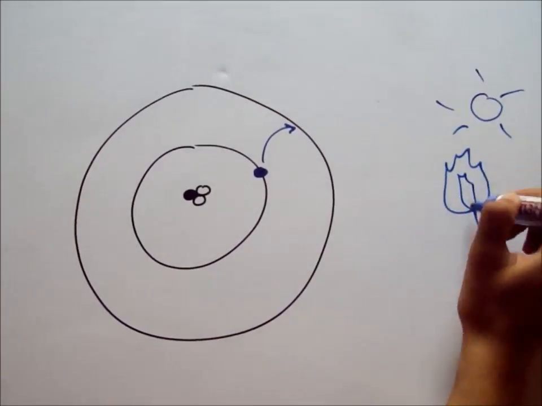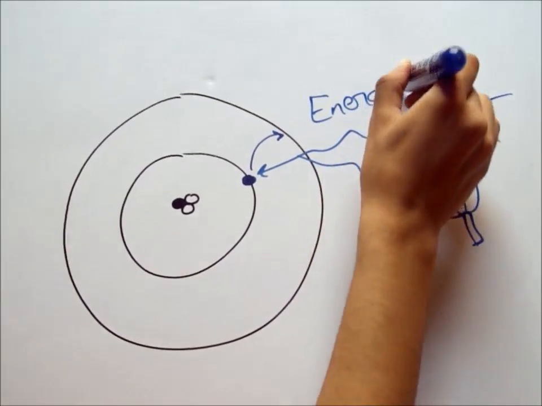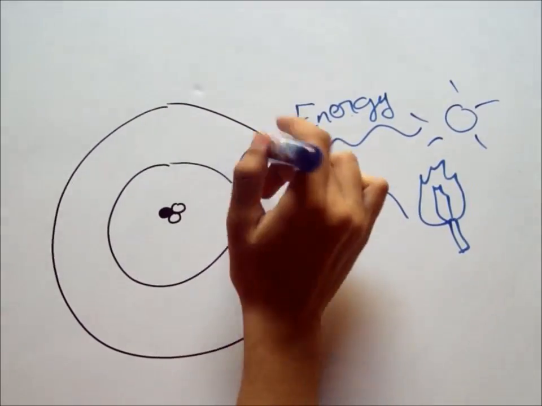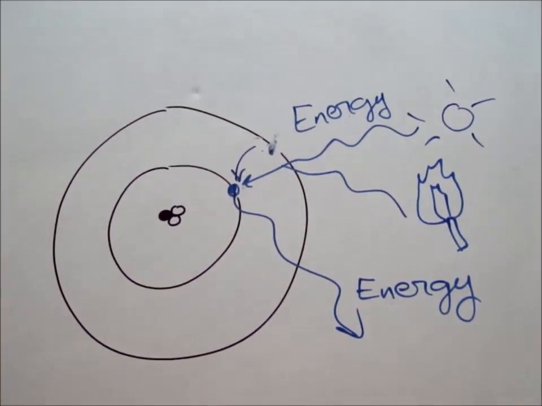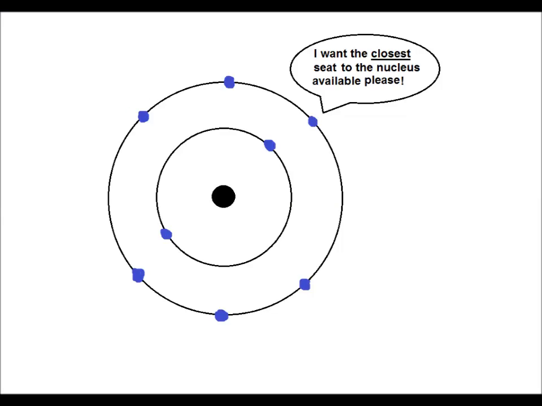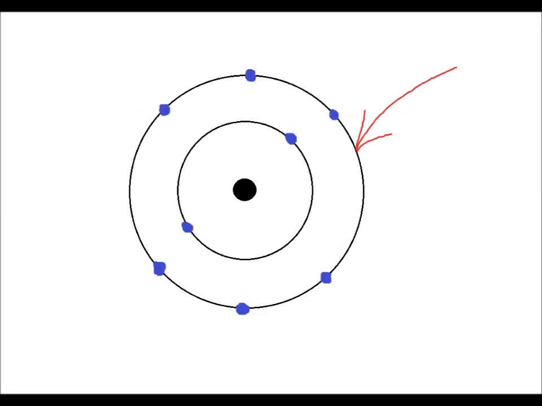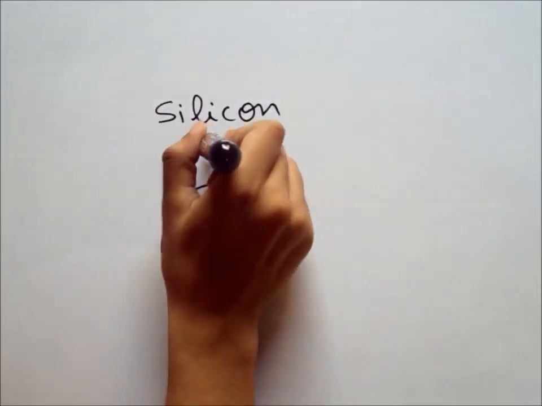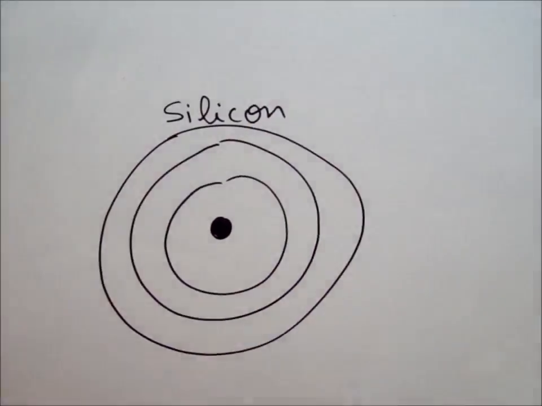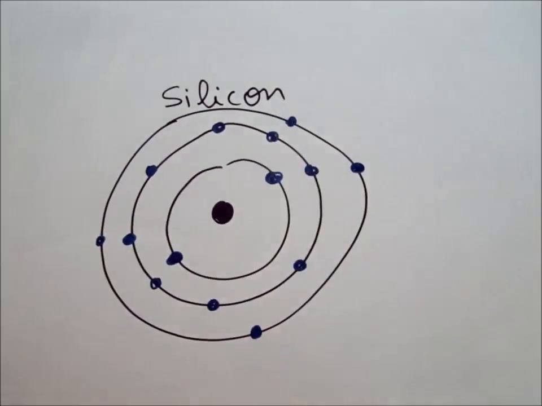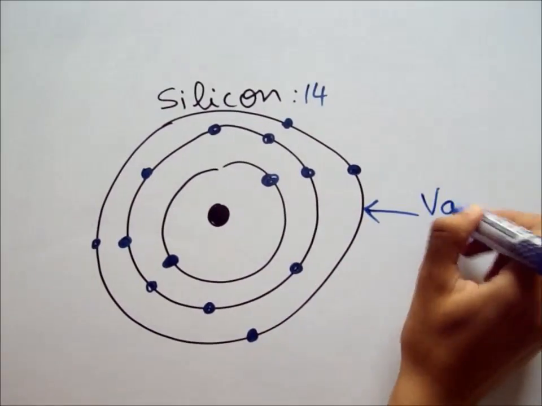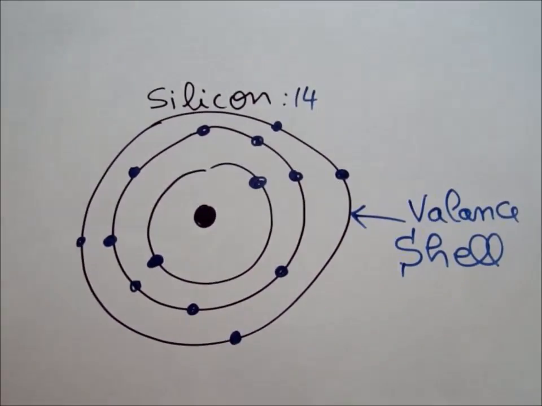An electron needs an external source of energy to jump from a low shell to a higher one. And when it falls back, it releases the energy back out. Electrons always seek the lowest available shell, so the second shell won't start filling until the first one is completely filled. For example, silicon has 14 electrons, 2 in the first shell, 8 in the second one, which leaves only 4 for the third shell, or the outermost shell, which is called the valence shell.